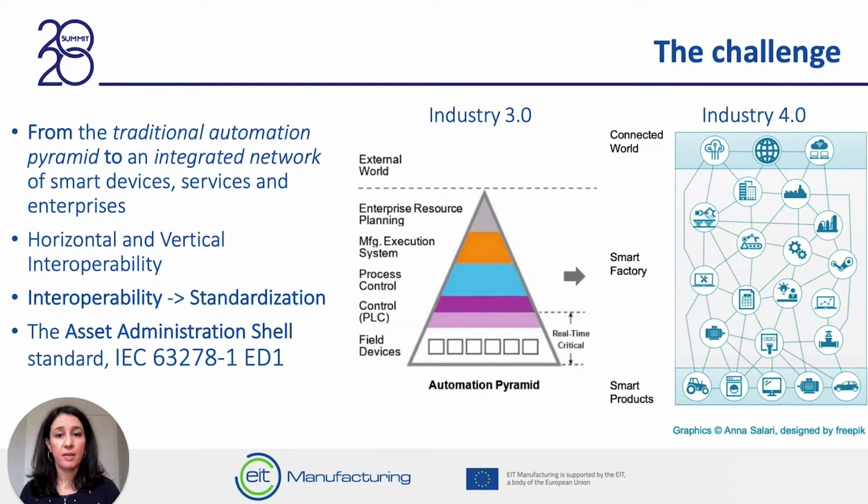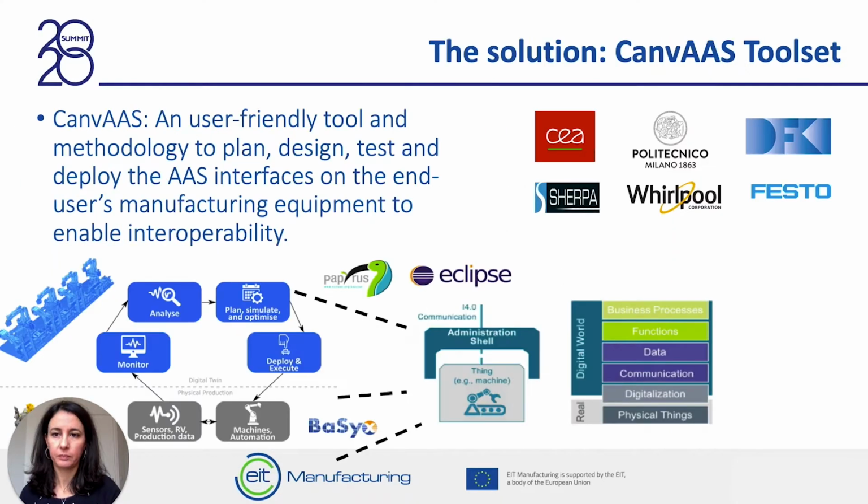New advances in manufacturing technologies have driven the evolution of manufacturing architectures from the traditional automation pyramid to an integrated network of smart devices, applications, and services. One of the greatest challenges in these new Industry 4.0 architectures is interoperability. And in the CANVAAS project, we are implementing the Asset Administration Shell standard to ensure interoperability.